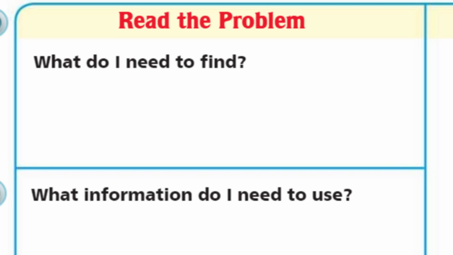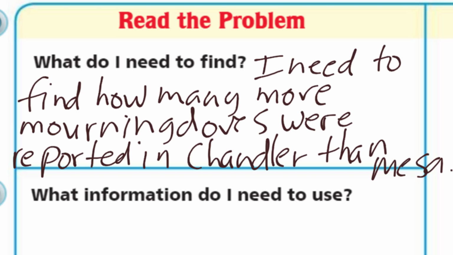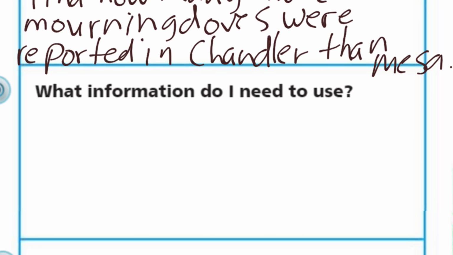What do I need to find? Well, I need to find how many more mourning doves were reported in Chandler than in Mesa, Arizona. Okay, those are just two cities there. What information do I need to use? Well, there's a lot of information I'm going to need to use.